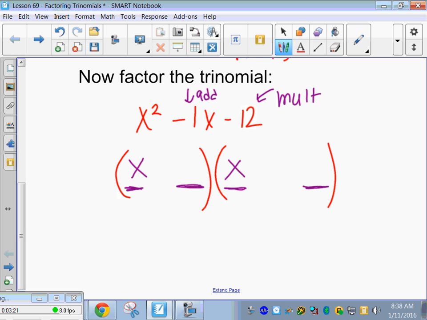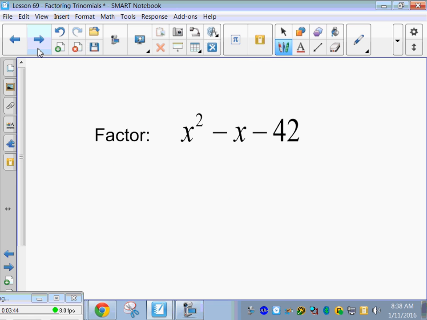So we just did these, right? So it has to be a negative 4 and a positive 3. Those numbers multiply to negative 12 and add to negative 1. Order doesn't matter. So if you put the plus 3 in the first set of parentheses and the minus 4 in the second set of parentheses, that's fine because we can multiply those things in either order and get the same answer.